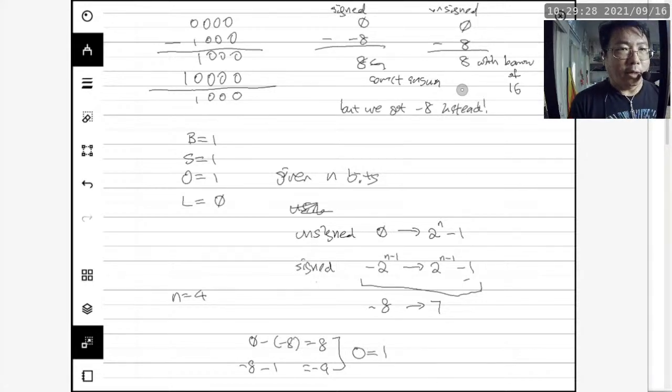Now I'm going to leave it up to you guys. The first one is worked out already. You can work out the second one where you use 1, 0, 0, 0 as the minuend, and then you use 0, 0, 0, 1 as the subtrahend. And you will find that the overflow flag would end up as a 1.